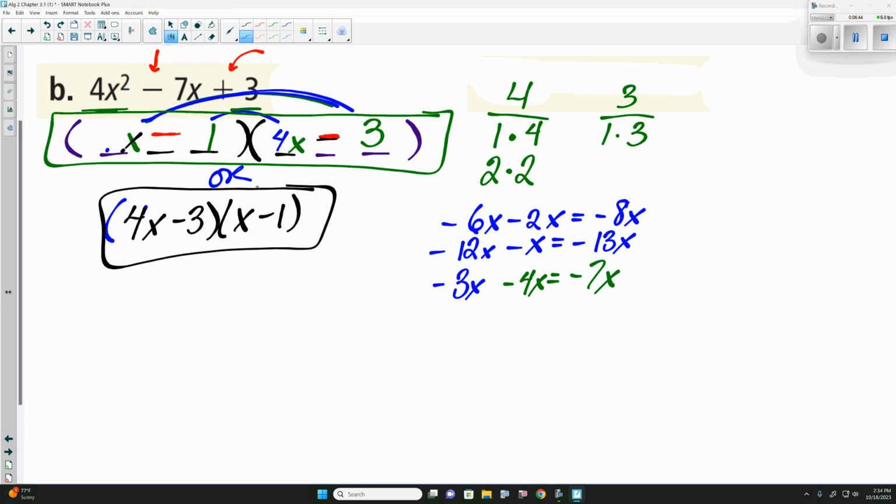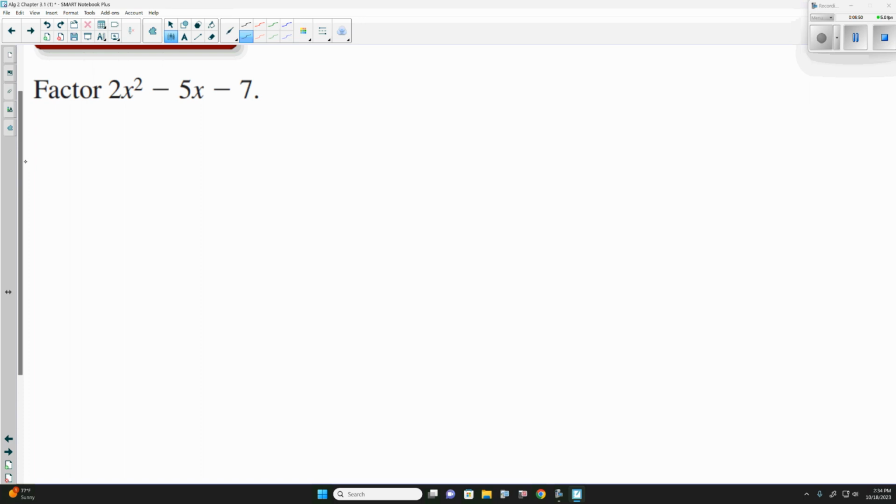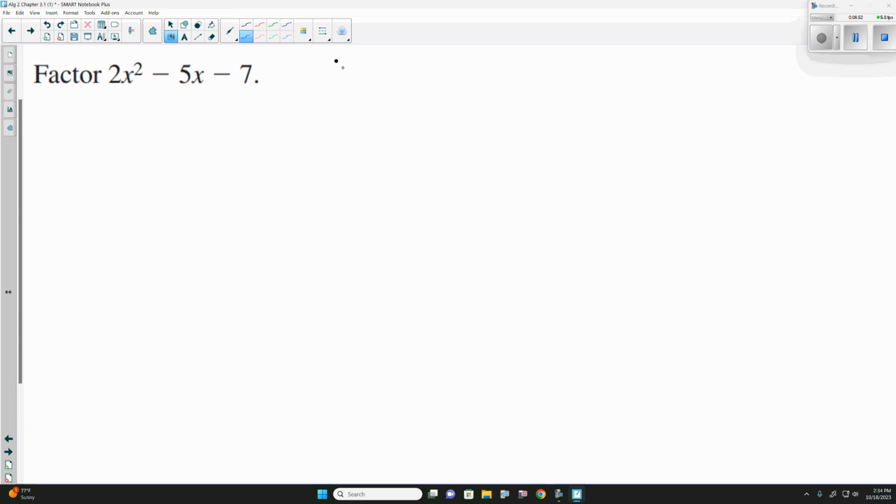Questions on this here? Are we ready for the next one? 2x squared minus 5x minus 7. Is there a greatest common factor? No. So we move on to step number 2. Our 2 sets of parentheses with 3 spaces.